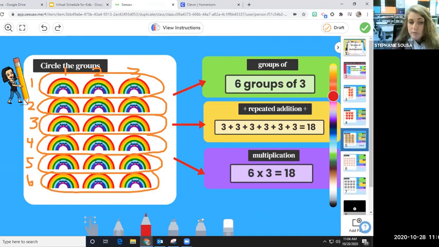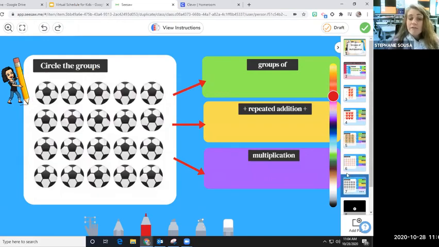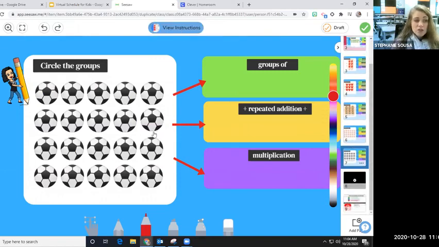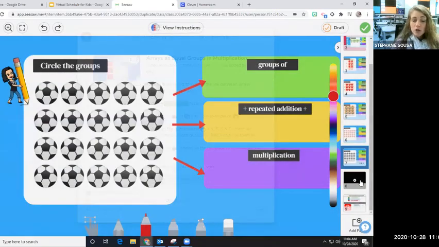Okay. I want to see if this lesson helped you. So today you are going to finish slide 6 and slide 7 on your own. Slide 6 and slide 7 are the two that I will be looking at to see if you understand multiplication with arrays. Okay? The directions asked you to watch the cartoon on the last page to consolidate your learning.